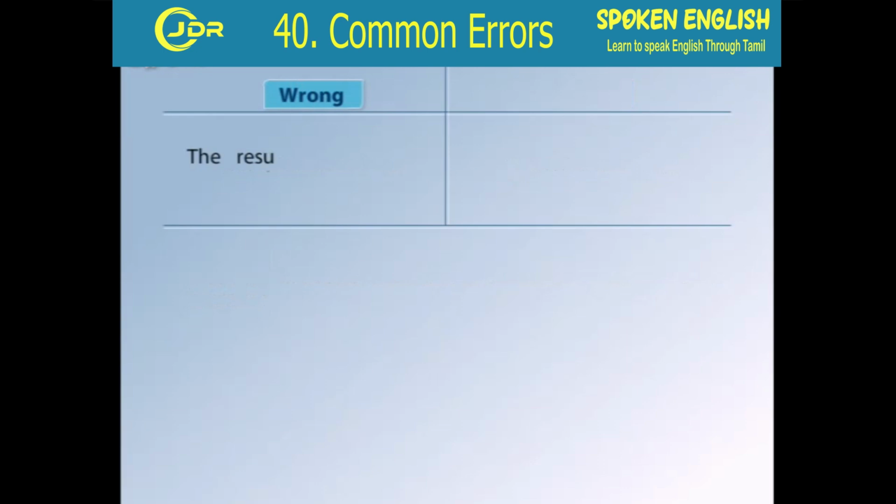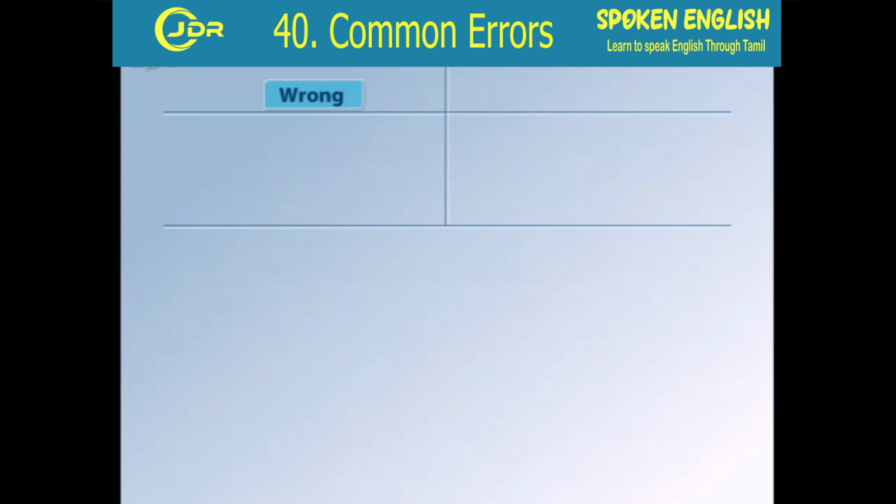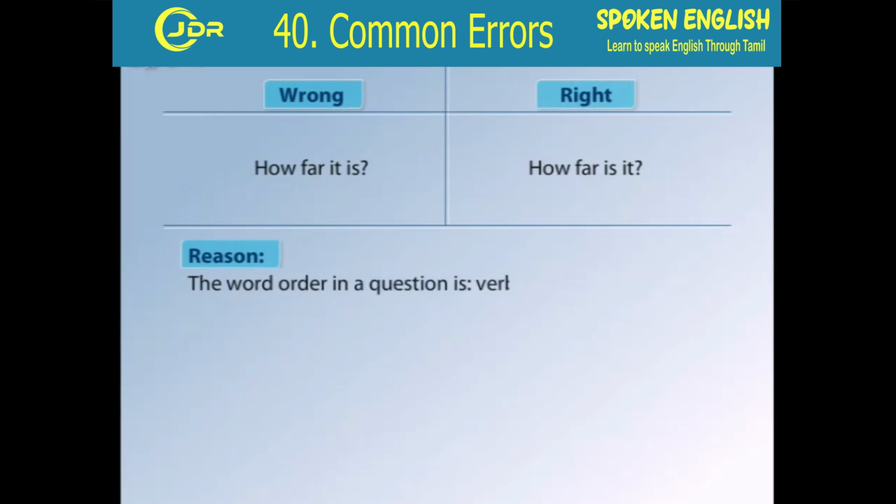Wrong: the results of the test surprised they. Right: the results of the test surprised them. Reason: an object is needed here, so they is wrong. Wrong: how far it is. Right: how far is it? Reason: the word order in a question is verb, subject, noun.